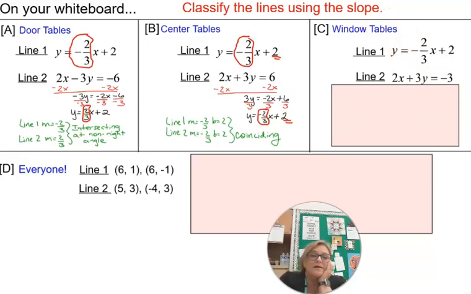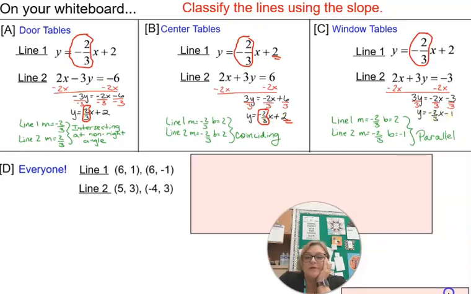In C, again, we've got the same line 1, and its slope is the coefficient on the x, that's negative 2/3. Line 2, when we put that into slope-intercept form, our slope is negative 2/3. So when we compare those, the slopes are the same, but the y-intercepts this time are different, making these parallel lines. Same slope, different y-intercept.